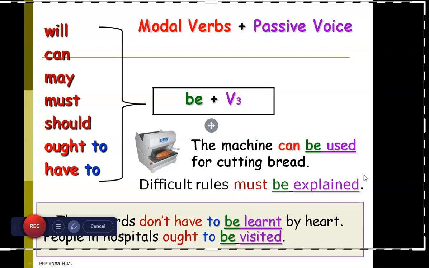Modal verbs plus passive voice: will, can, may, must, should, ought to, have to, be, plus verb 3. The machine can be used for cutting bread. Difficult rules must be explained. Okay, they have to be learned by heart.